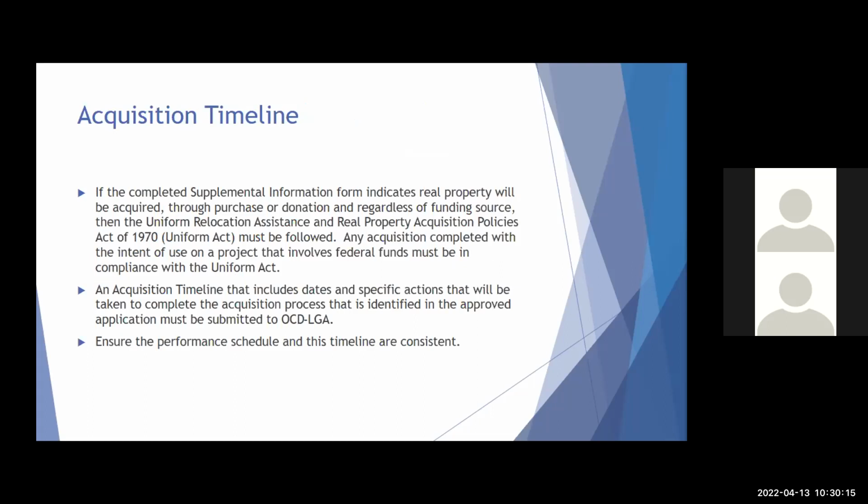For an acquisition timeline, if your supplemental information form that you complete indicates that real property will be acquired through purchase or donation, regardless of the funding source, then the Uniform Relocation Assistance and Real Property Acquisition Policies Act of 1970, which is commonly referred to as the Uniform Act, must be followed. Any acquisition that is completed with the intent to use for a project that involves federal funds must be completed in compliance with the Uniform Act, whether it is purchased or donated.